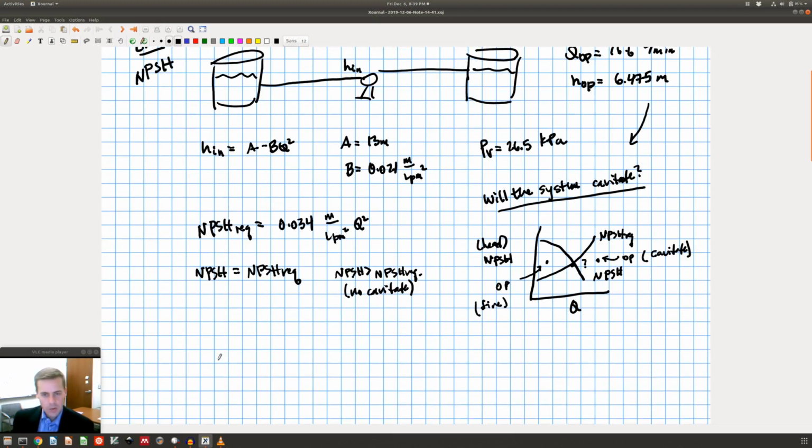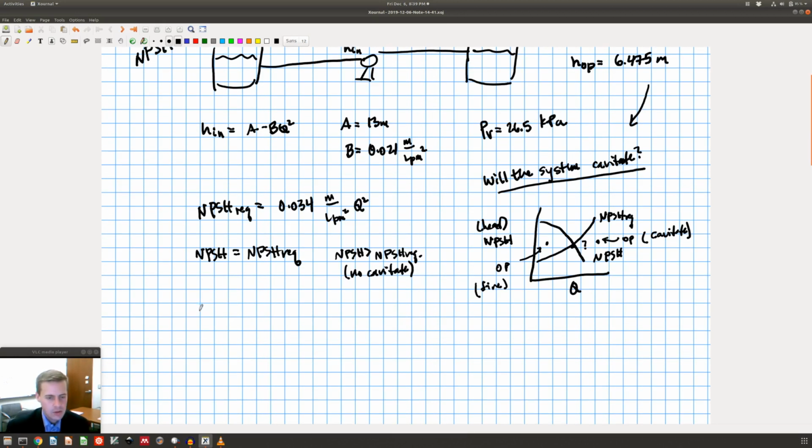So what we need to figure out is our NPSH. We're given NPSH required right there. We need to figure out NPSH. So NPSH is equal to the inlet head minus PV over rho g. So the inlet head is A minus BQ squared, now minus vapor pressure over rho g. Okay, so I can put in numbers.